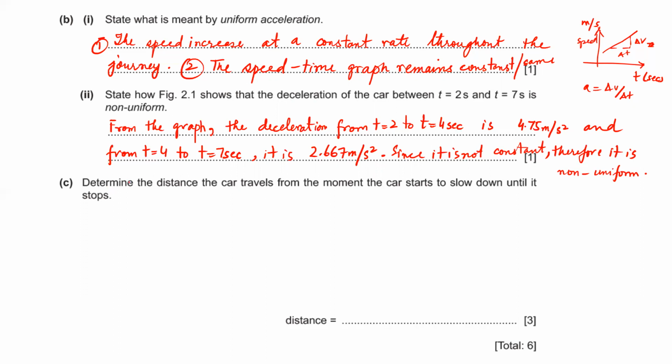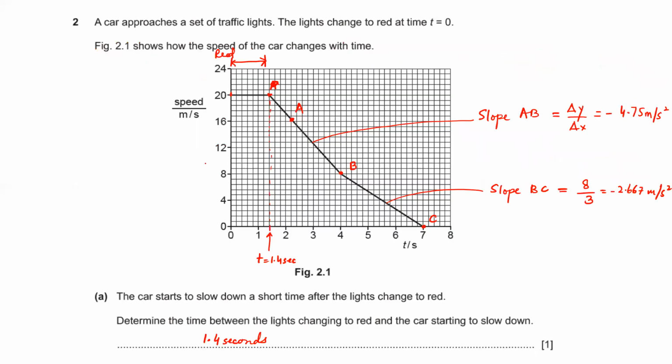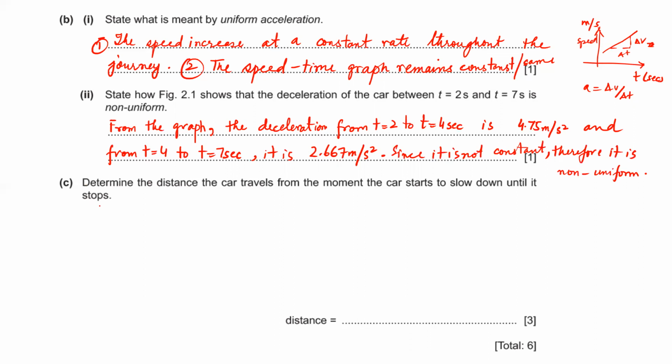So again, in part C, it says: determine the distance the car travels from the moment the car slows down until it stops. So from our previous slide, we can see that the car starts slowing down from around 1.4 seconds and it stops at time t equals 7, right? So we have to basically find the distance between time 1.4 seconds and time 7 seconds.